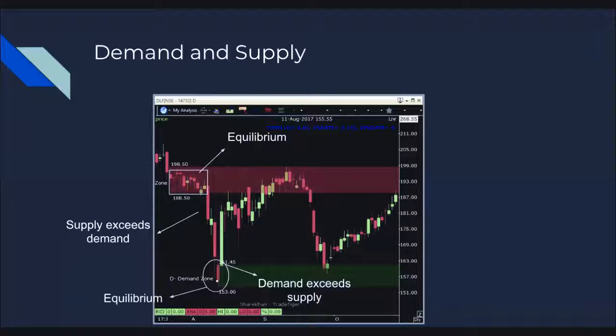Today we're going to talk about demand and supply on a candlestick chart, and we'll also look at indicators and oscillators. Do they really help, and how can we use this in our trading?